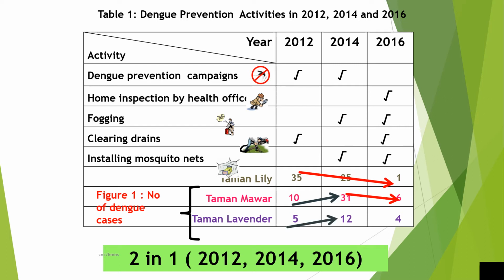What about in Taman Lavender? Taman Lavender, from 5 it increased in 2014, and in 2016 it decreased. Here you can also observe the same type of cause effect. For Taman Lavender's dengue cases, in 2014 it was of negative cause effect, whereas in 2016 it was of a positive cause effect.